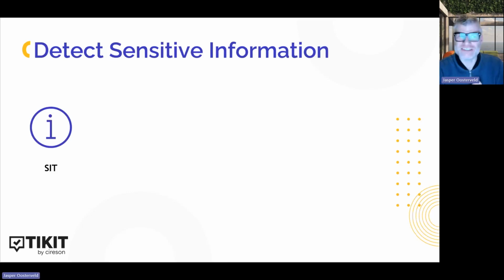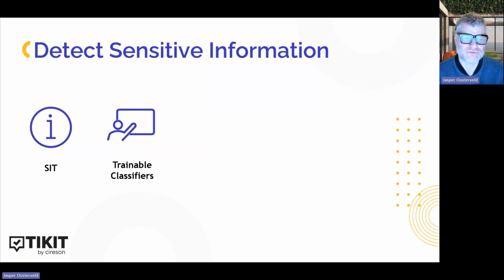We're almost there, we're almost at the demos. How do you detect sensitive information? You use those sensitive information types, right? Social security number, IBAN number, etc. Those are the easy ones. You can also use what they call trainable classifiers. With trainable classifiers, it's more a category of documents. So I'm looking for HR documents, contract documents, resume documents, right?